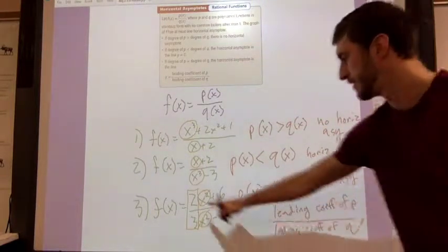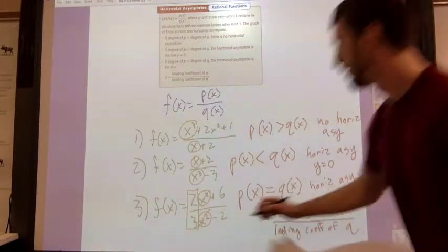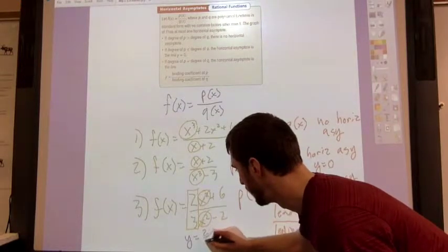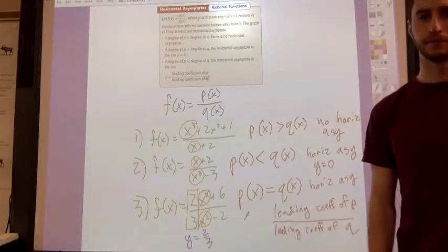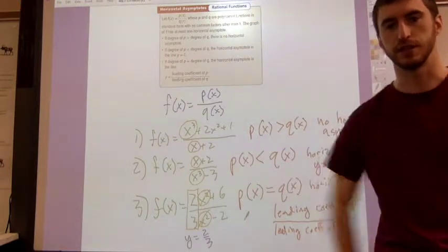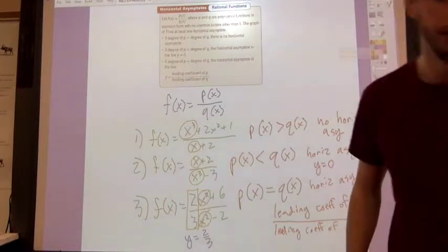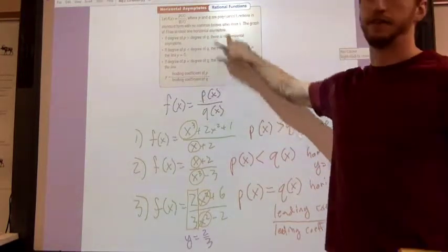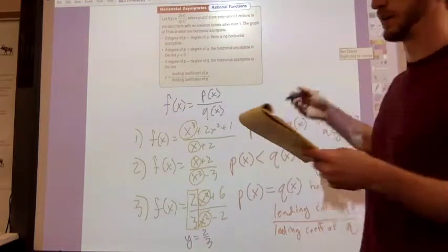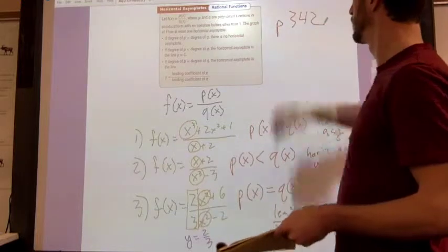So in the case of this example, you would have a horizontal asymptote at y equals 2/3. Okay, that was just some review. Now let's get started on part 2. And by the way, this graph that explains all of this is on page 342.